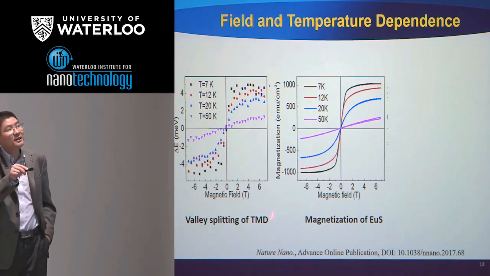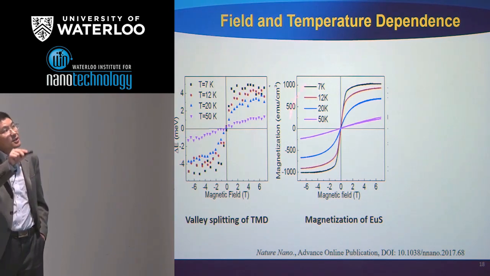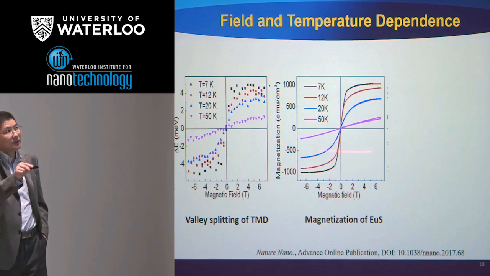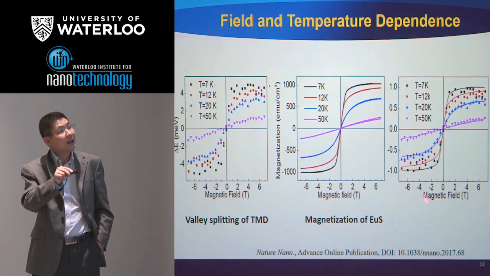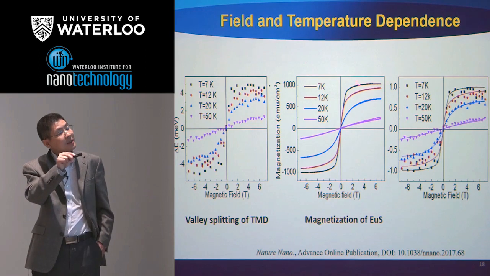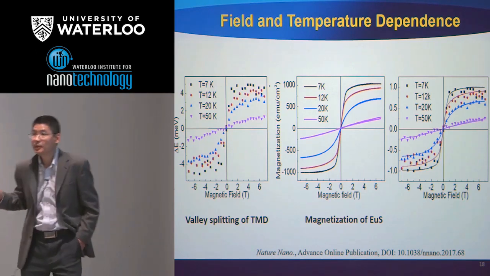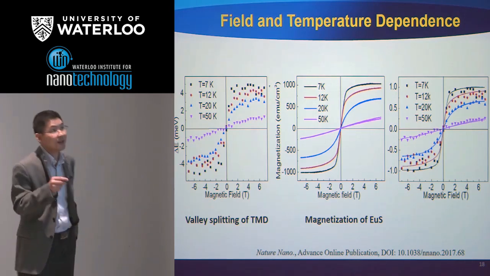Now remember, these are two completely different experiments. This is the energy splitting measured by reflectance, and this is the magnetization measured by a vibrating sample magnetometer. Now you see the similarity. In fact, I can scale the two. What I did here is basically normalize the saturated value of the energy splitting and the magnetization at 7 Kelvin. That's all I did. And all the data points of the energy splitting fall onto the magnetization. There are no fitting parameters here. Once you see this data, you should be able to convince any skeptical referee that this is indeed an exchange effect.